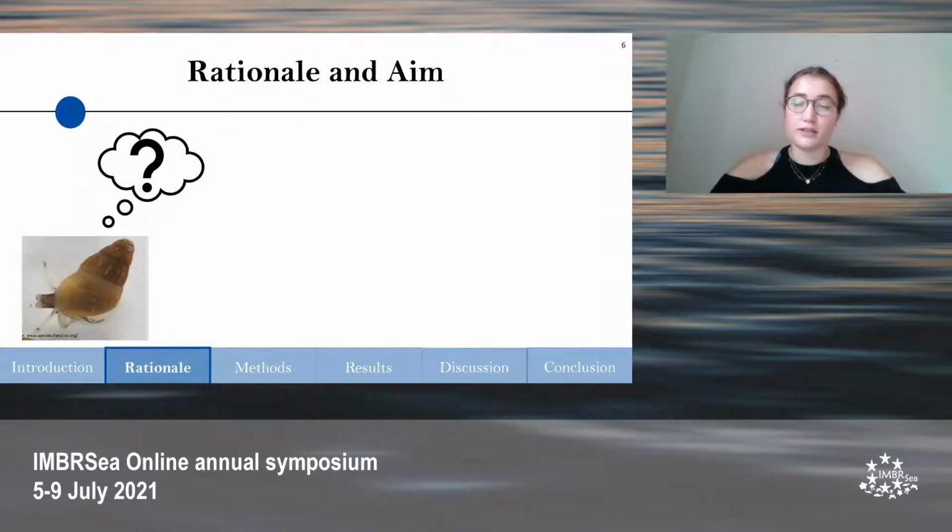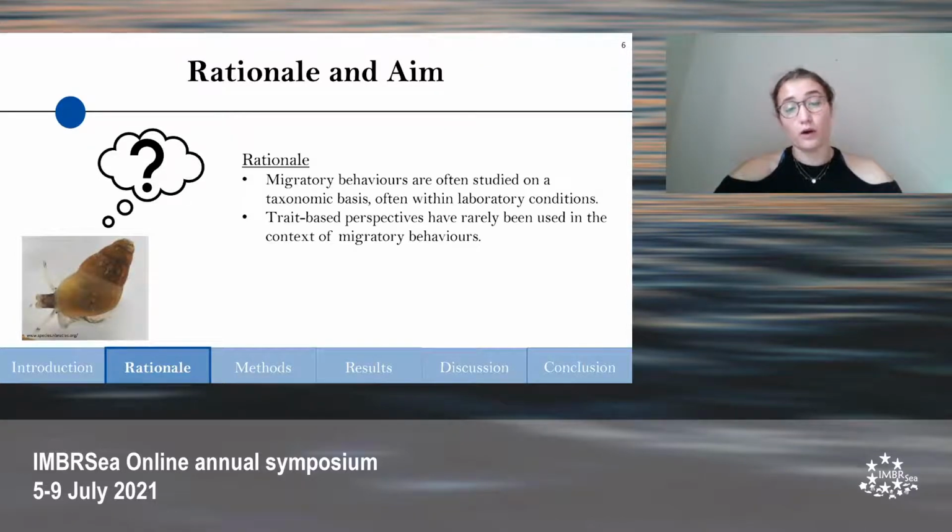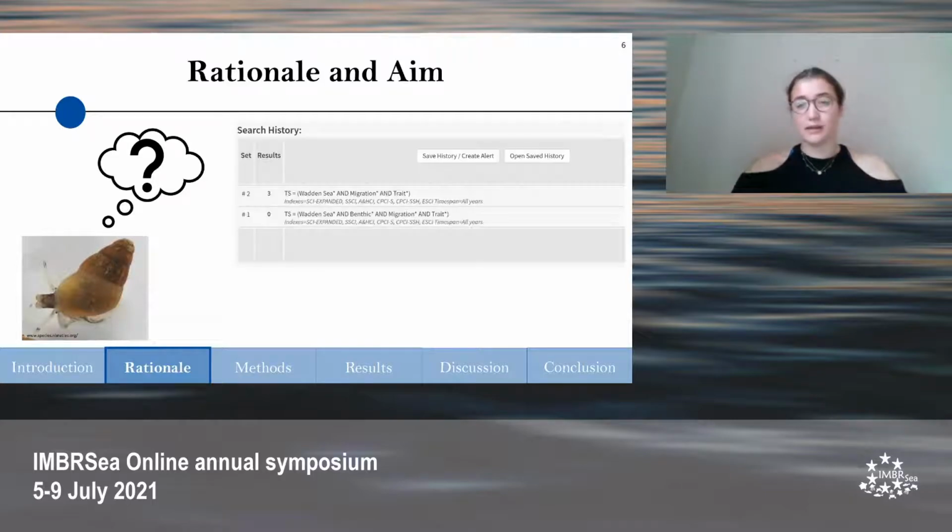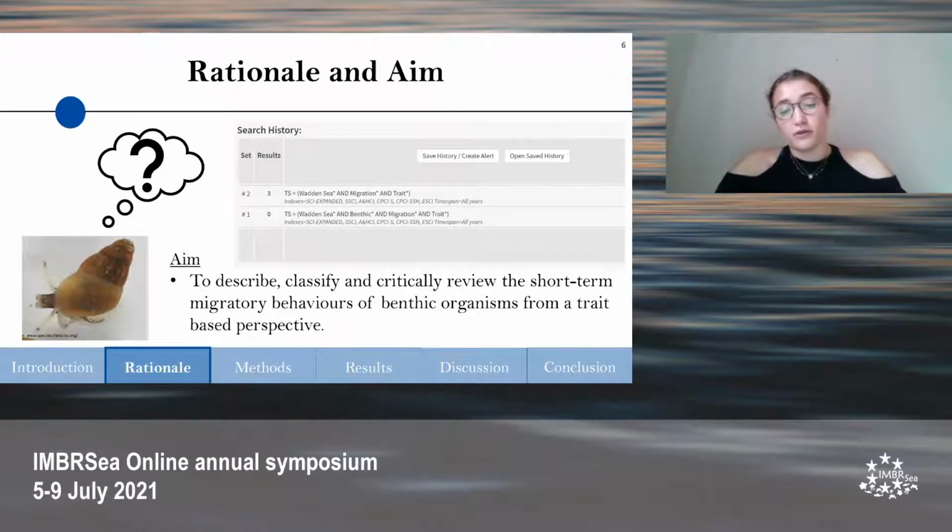So this brings me on to the rationale of my project. Migratory behaviours are quite often studied from a taxonomic perspective or species-specific perspective, and trait-based perspectives have rarely been used, and especially within the Wadden Sea communities, as you can see here from this search, there's not very many studies at all. So the aim of my literature review was to describe, classify and critically review the short-term migratory behaviours of both microphytobenthos and macrozoobenthos from a trait-based perspective.